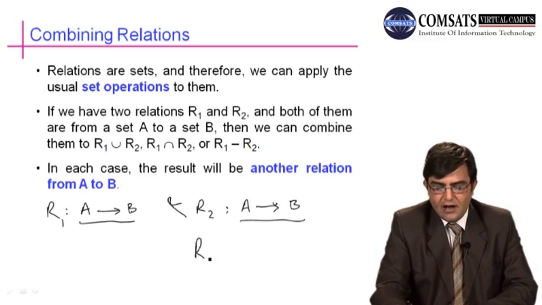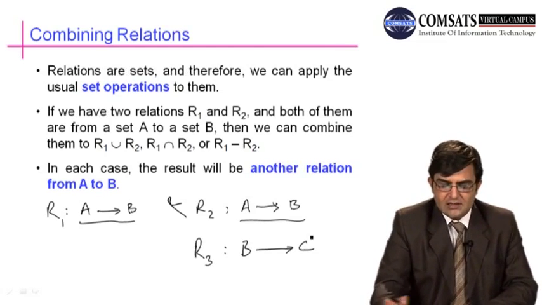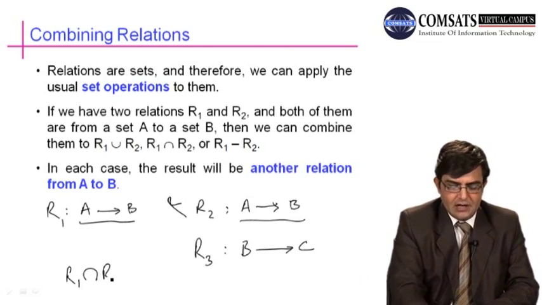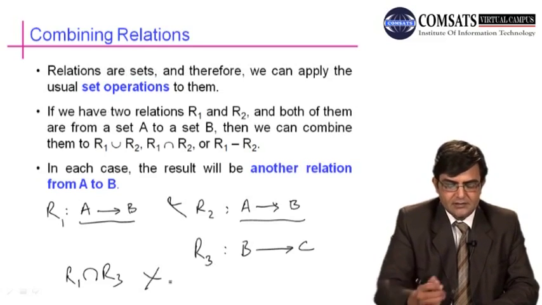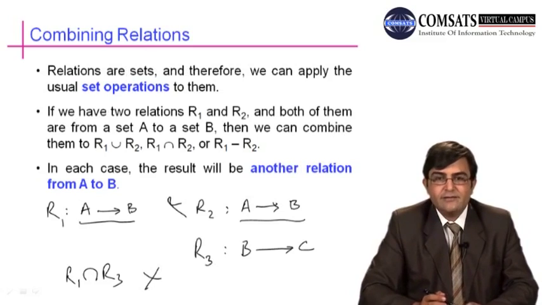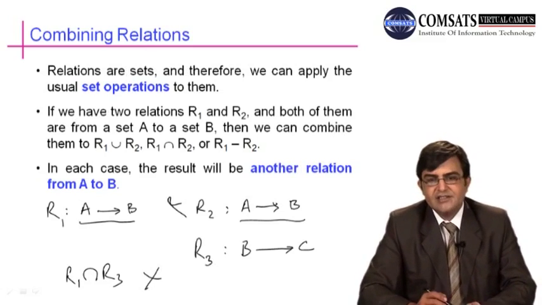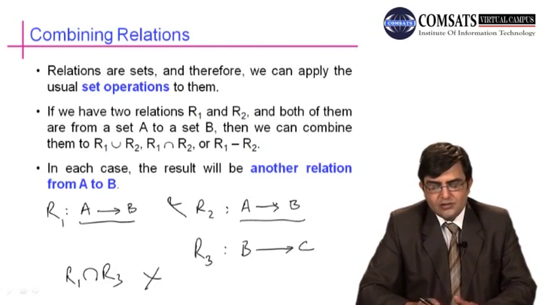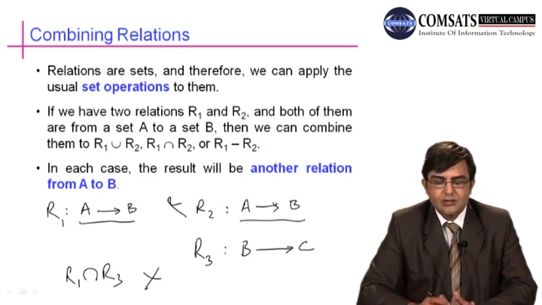If here we have R3 which is defined from B to C, now we cannot take R1 intersection R3. R1 intersection R3 is not possible, because R1 is defined on some sets and R3 is defined on other sets. So we cannot take the intersection, union or subtraction of any two relations which are defined on different sets. To take union, intersection, subtraction and other set operations, all the relations must be defined on the same sets.